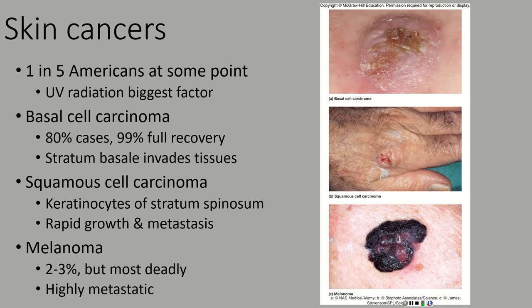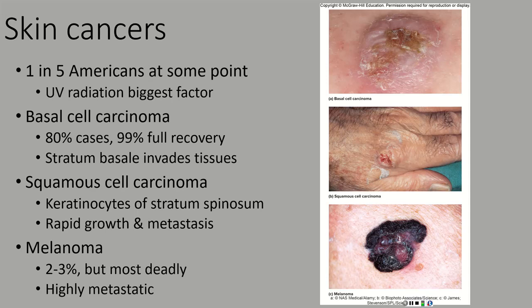Now, what different types of skin cancer are there? We see them over here. Up at the top, we see something called basal cell carcinoma. Basal cell carcinoma is the most common type of skin cancer. It makes up about 80% of the cases. But even though it's the most common, it is also the least deadly. About 99% of the people that get basal cell carcinoma make a full recovery without any problem.